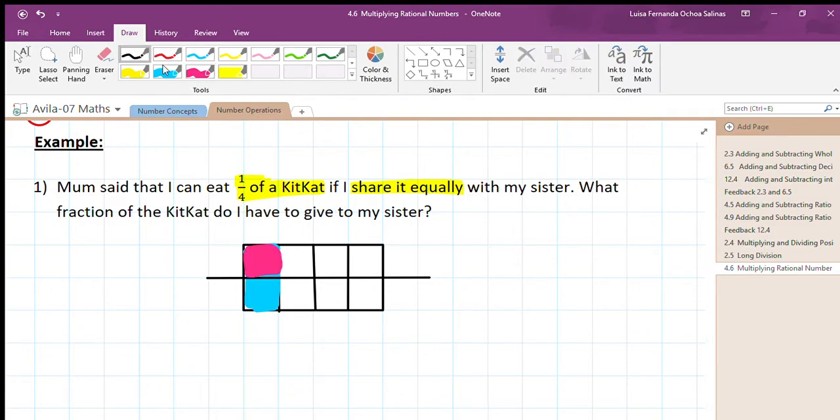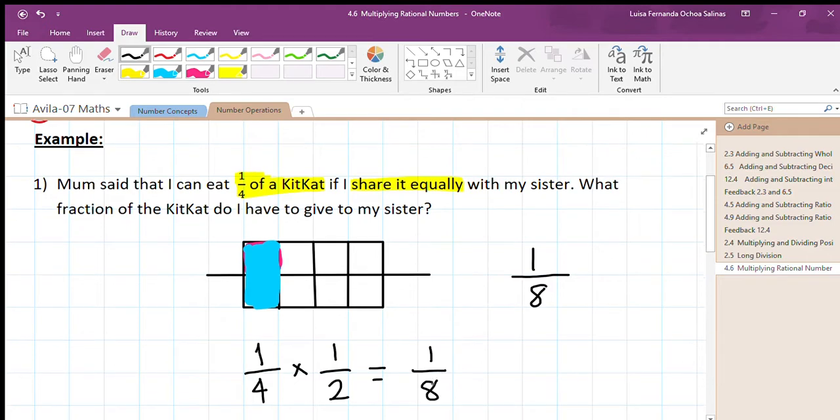Now, what is going to be my answer? How many pieces do I have in total? So I have 1, 2, 3, 4, 5, 6, 7, 8. So I have 8 total pieces, therefore that's my denominator. But how many pieces have I shaded twice? Only 1, so it's going to be 1/8. Another way of writing that is I have 1/4. That's what I had at the beginning, 1/4 of the Kit Kat, and I just need to share it equally, so times a half, which is going to be 1/8.